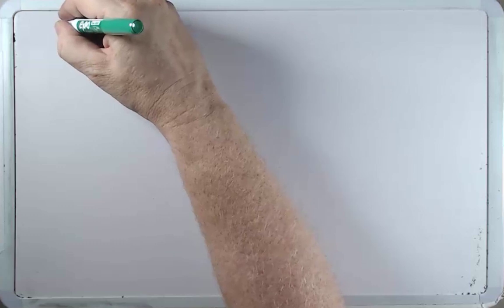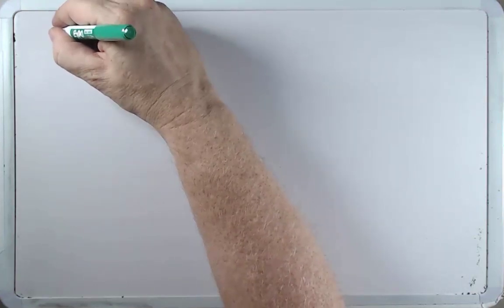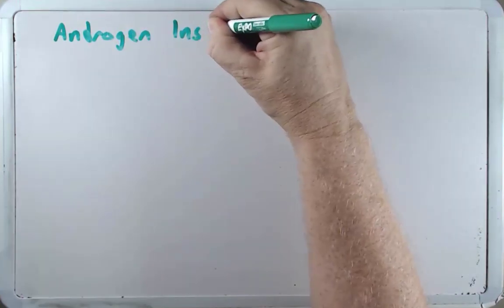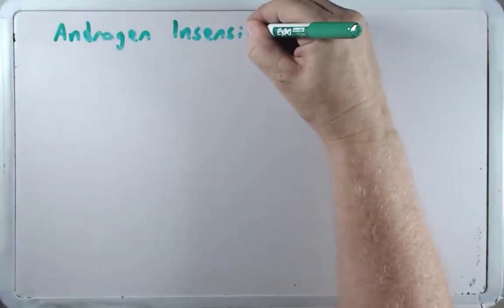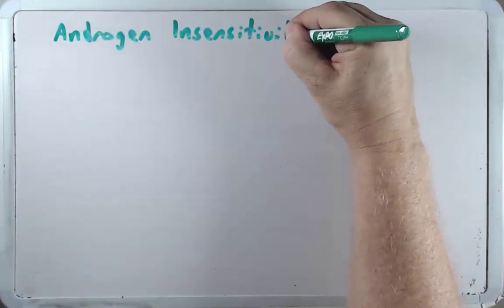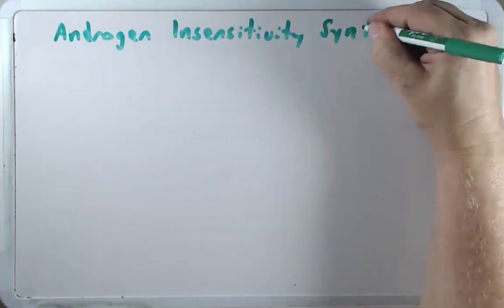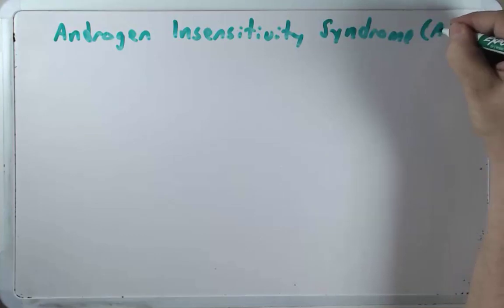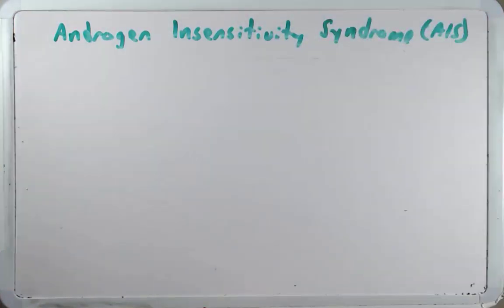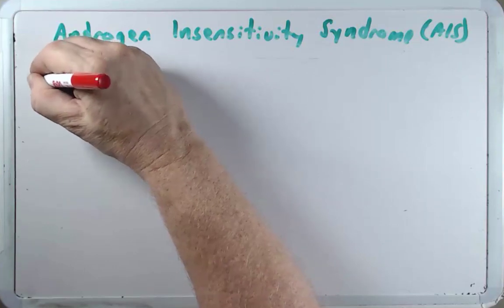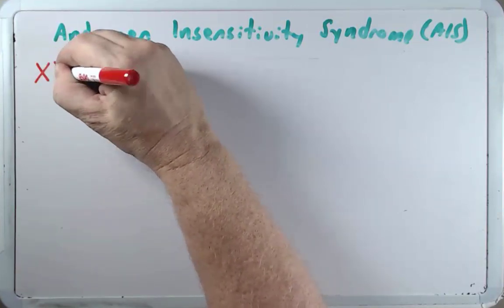Okay, I'd like to talk about 2 other syndromes. The first one is something called androgen insensitivity syndrome. Often it is just referred to as AIS. All right, so let's talk about AIS. Individuals who are AIS have an X and Y chromosome.